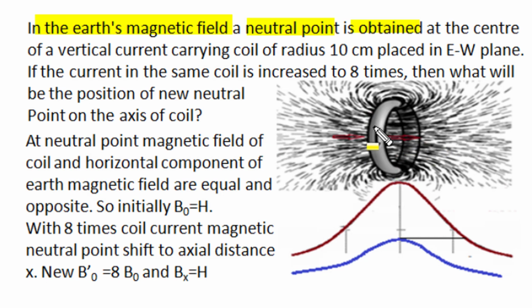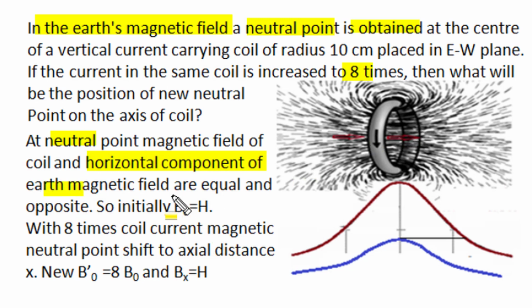Now in this same coil, if the current is made 8 times, then we have to find the position of the neutral point on the axis of the coil. We know that at the neutral point the resultant magnetic field is 0. That means the magnetic field of the coil, directed from north to south, and the horizontal component of the earth's magnetic field, directed from south to north, are equal and opposite.